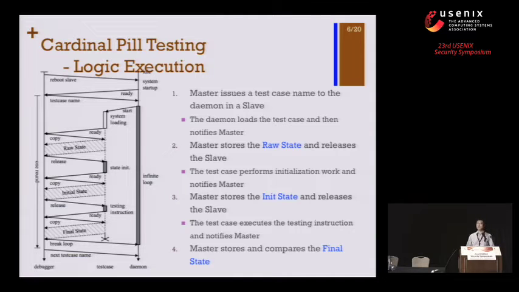And then the test case performs initialization work and notifies the master again. In the third phase, the master stores the initial state and releases the slave to let it run freely. At this moment, the test case will execute the real testing instruction and notifies the master again after this instruction has been executed. So in the final 4th phase, the master will store and compare the final state of each test case and determine if this test case is pure.